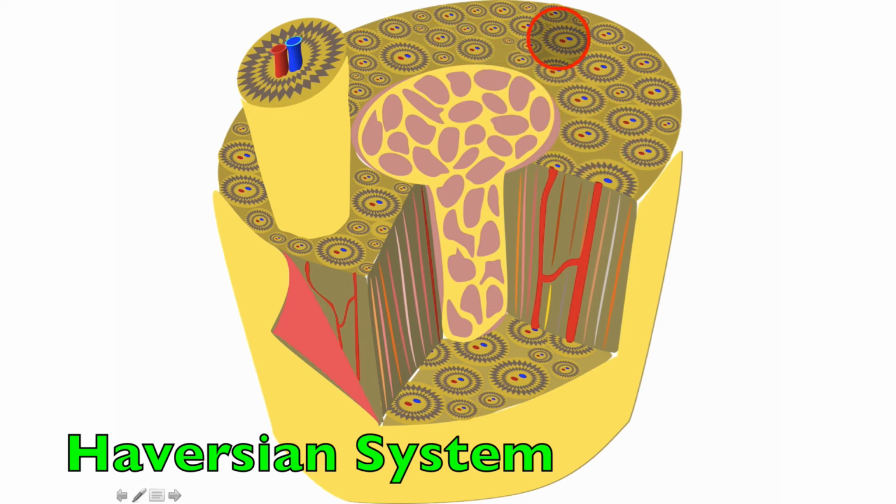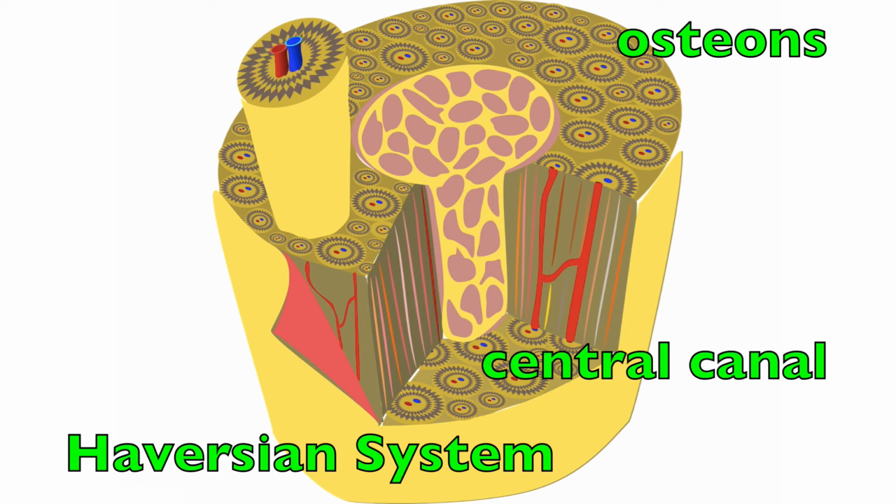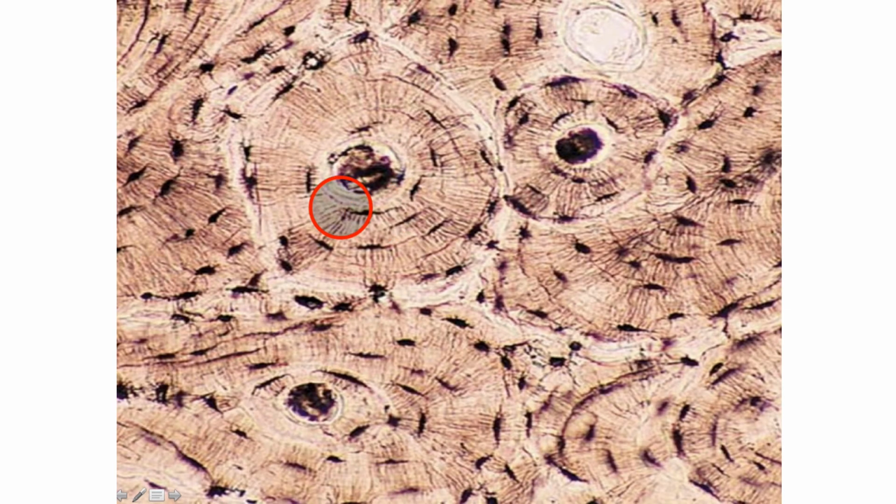All of these round circles represent osteons. This is an osteon right here. Running right up the middle of the osteon is a central canal where blood vessels and nerve fibers run through it. If we look at this picture right here, this is an osteon right here, another osteon right here, and another osteon right here. Here's the central canal.